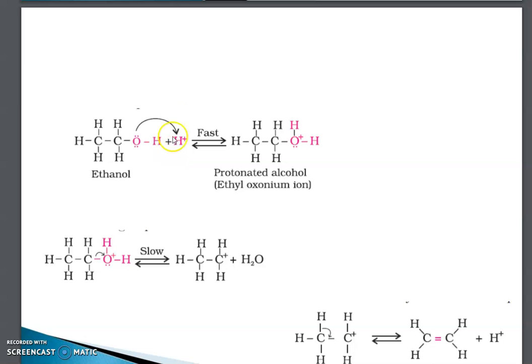For example, if we check here, protonation is the first step, giving protonated alcohol. If it is reacting with H2SO4, it will give H plus, so the alcohol will get protonated. The second step is that the protonated alcohol will eliminate water from here and form carbocation, and the dehydration will occur. We will get alkene.